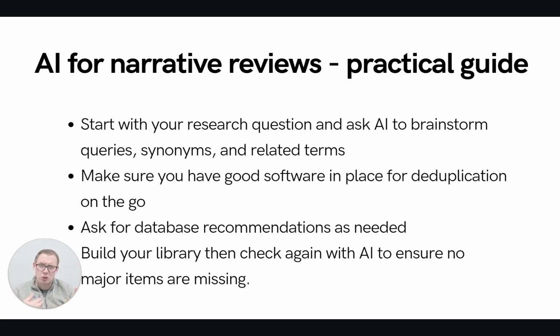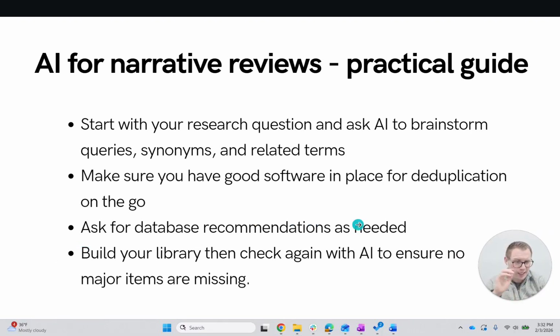Most of the software used to search in a narrative review context, the search engines, don't have the same type of functionality in terms of downloading hundreds of citations and then screening them. But at least make sure you're not spending time on redundant papers. In a site like Google Scholar, if you don't have a plugin, an extension, or an integration software, that's a tough thing to do. Ask for database recommendations via AI if needed, then build your library, then check again with AI to ensure no major items are missing.